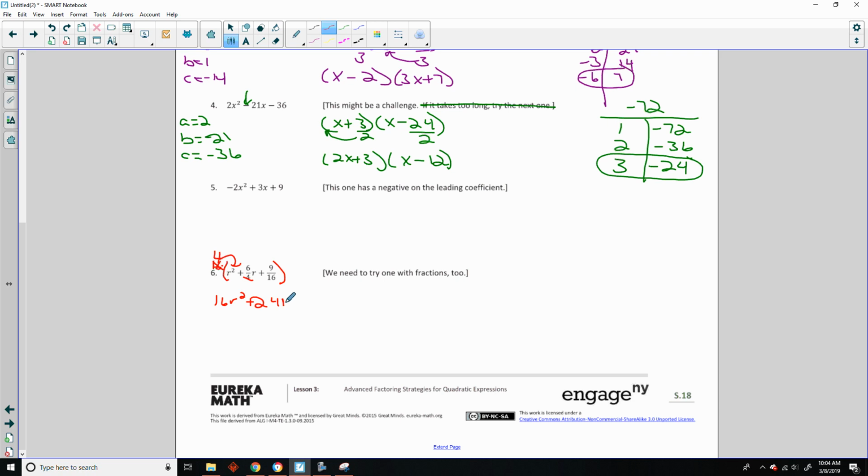And these 16s would cancel, leaving me with 9. Okay. And then I always check for a greatest common factor once that's done. 9 only has multiples of 9, 1, and 3. 9 won't go into 24. 3 will, but 3 won't go into 16. So there's no GCF here. So my A is 16. My B is 24. And my C is 9.